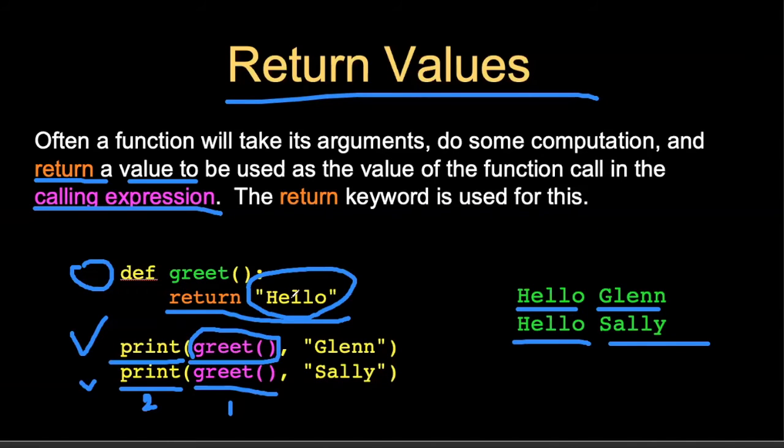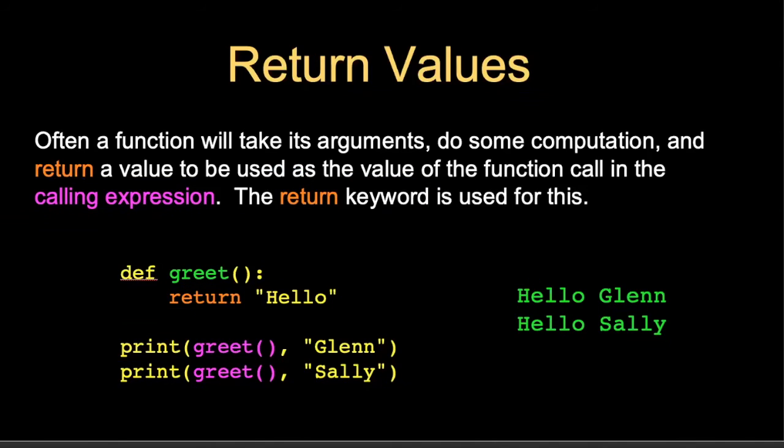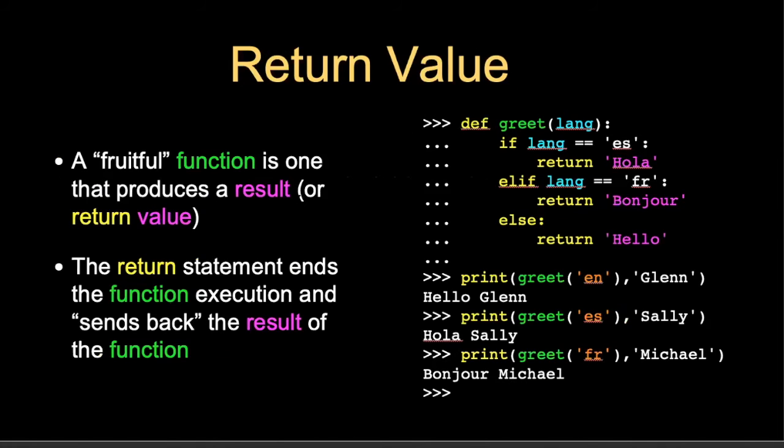So if you return 1, right, then this greet is going to return 1. And what's going to be printed is 1 and then Glenn, right? But this is not returning 1, this is returning hello. So you're going to have hello Glenn, and the next one is hello Sally. All right, so this is the return keyword. Again, this means that return is a reserved keyword that cannot be used as your variable names. So I think that's pretty obvious. If you go to the next slide, you'll see another example.